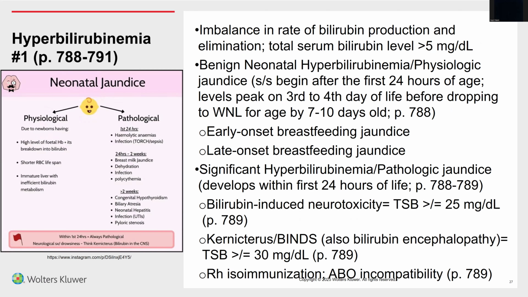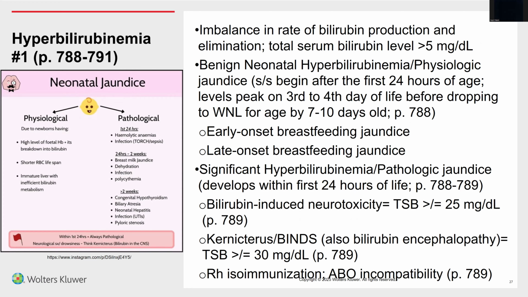Hyperbilirubinemia is the imbalance in rate of bilirubin production and elimination. So this in your book is described as a total serum bilirubin level greater than 5 milligrams per deciliter. In the real world upstairs, we compare their bilirubin level to their age to see where it falls on that chart of how bad it is and what kind of treatment it needs.